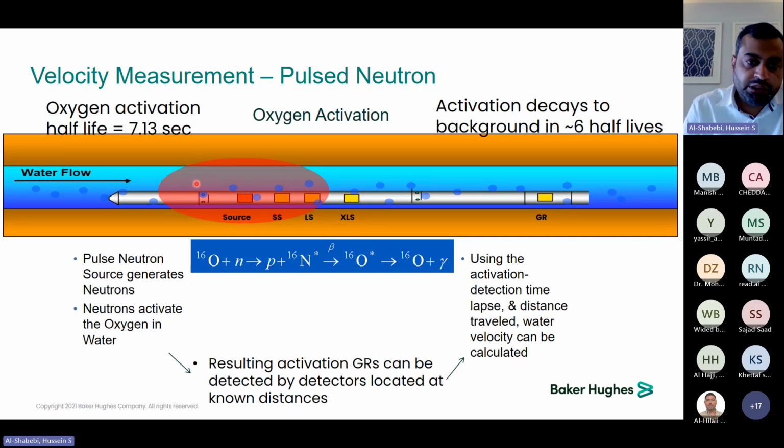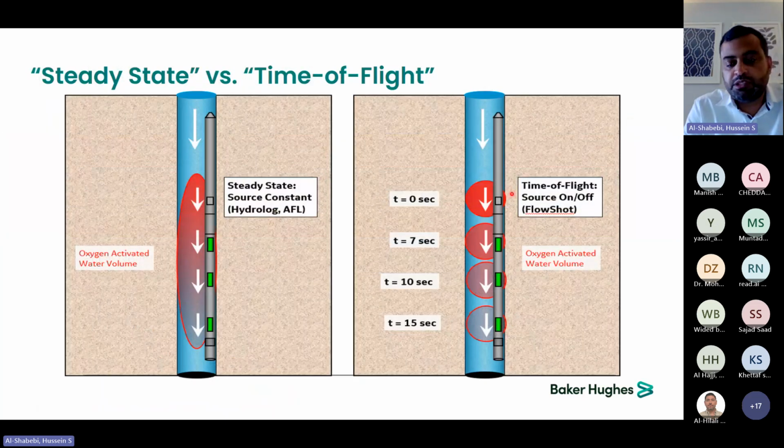We have two options for the oxygen activation. We have stationary measurements, which we name flow shots, and also we can do a pass measurement, which we name the hydrolog, which has the same principle. Both of them depend on the oxygen activation.